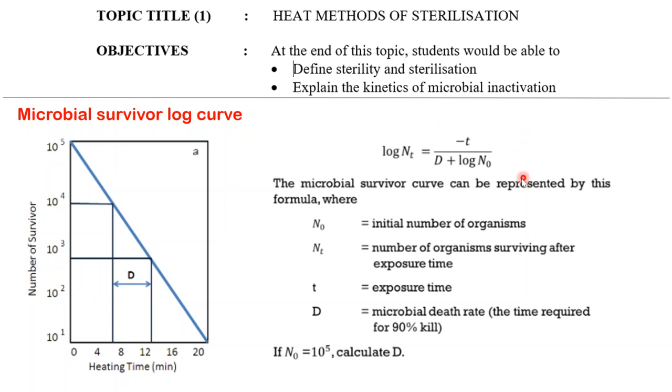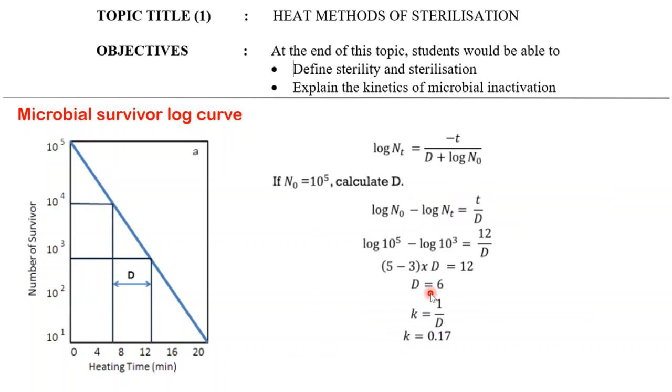So this is the equation. You don't really have to memorize the equation, but you have to understand what it is all about. The microbial survival log curve can be represented by this formula, in which N₀ is the initial number of organisms, N is the number of organisms surviving after the exposure time, T is the exposure time, and D is the microbial death rate. Here T is 12, from 0 to 12 minutes, but the D is the rate, which is 6.